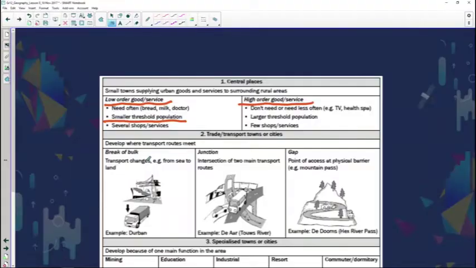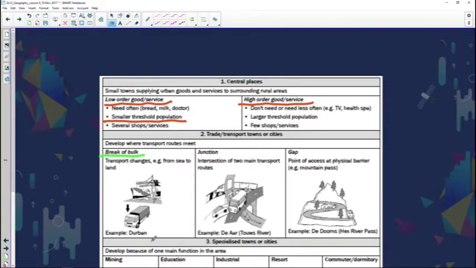Welcome back after the break. So we're basically discussing the different types of urban settlements. We discussed central place towns. The next one that we're going to discuss is trade and transport towns. Now, we have 3 of them. The first one is a break of bulk settlement. Very importantly over here, it's quite easy to remember. It's when the mode of transport changes.